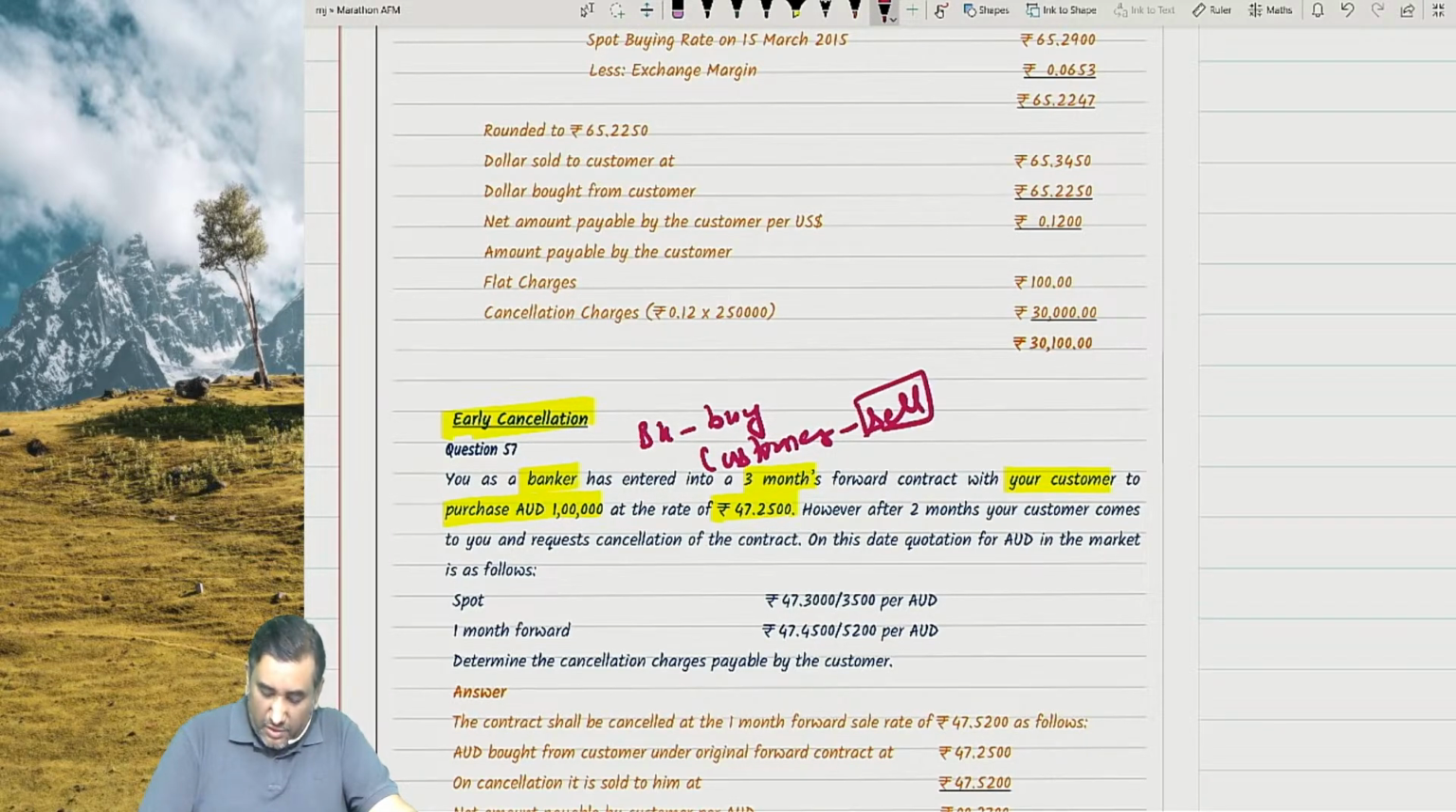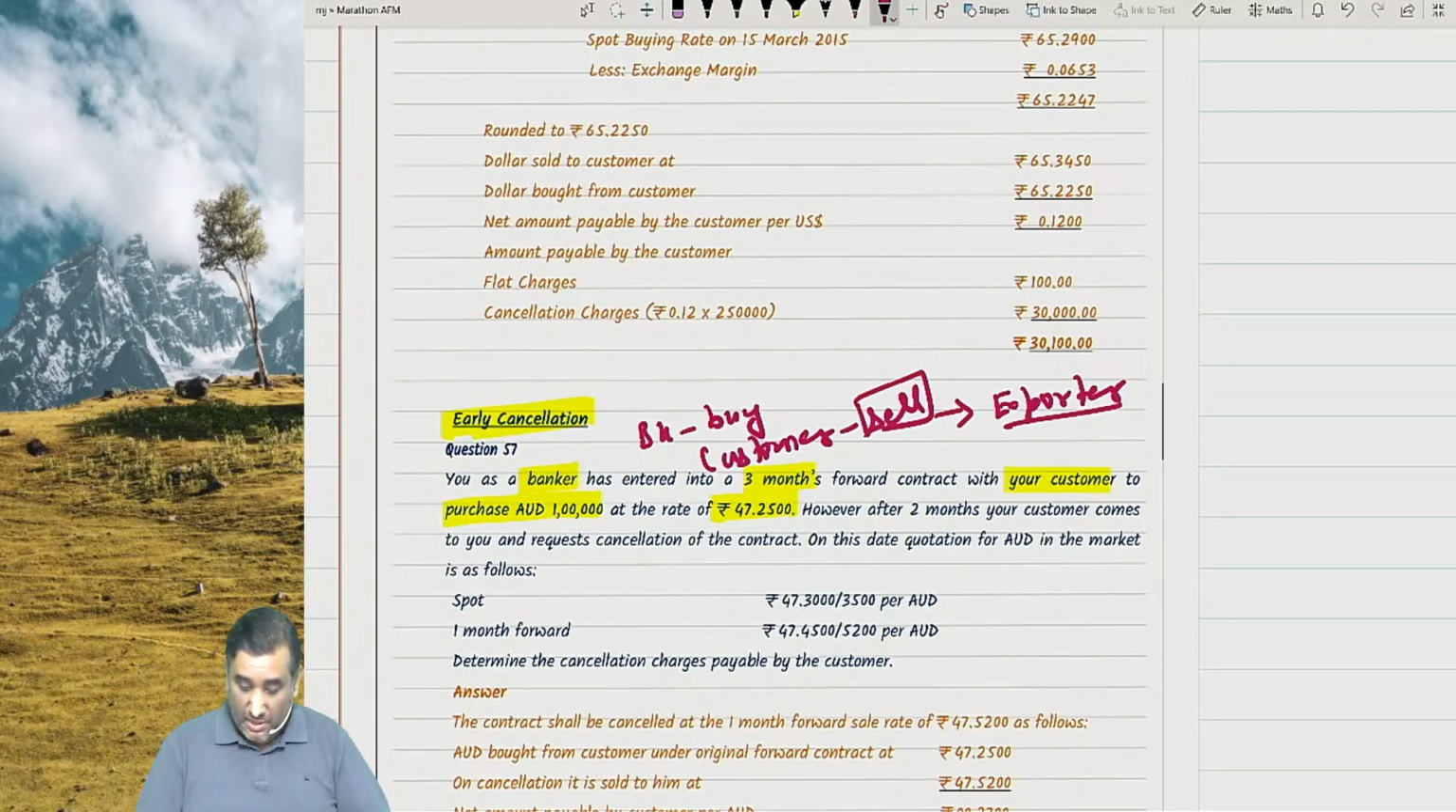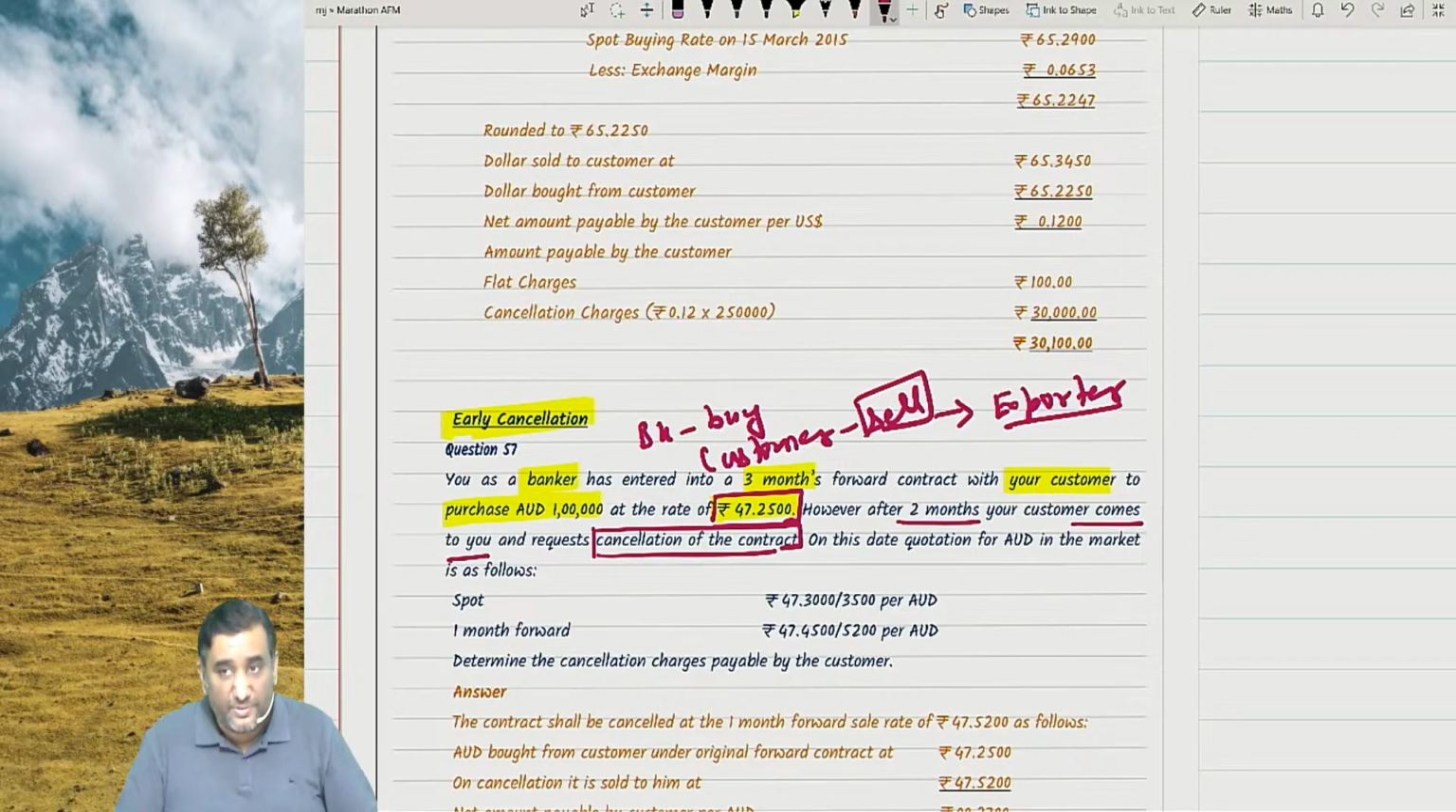The customer will do the contract to sell when he is an exporter. So the customer has done the contract to sell, an exporter case, at 47.2500, which is nothing but the agreed rate. They would have adjusted margin, etc. We are not bothered about this rate anyhow. However, the original contract was 3 months. After 2 months, your customer comes to you and requests cancellation of the contract. It's a before due date cancellation, so basically a case of exporter before due date cancellation.